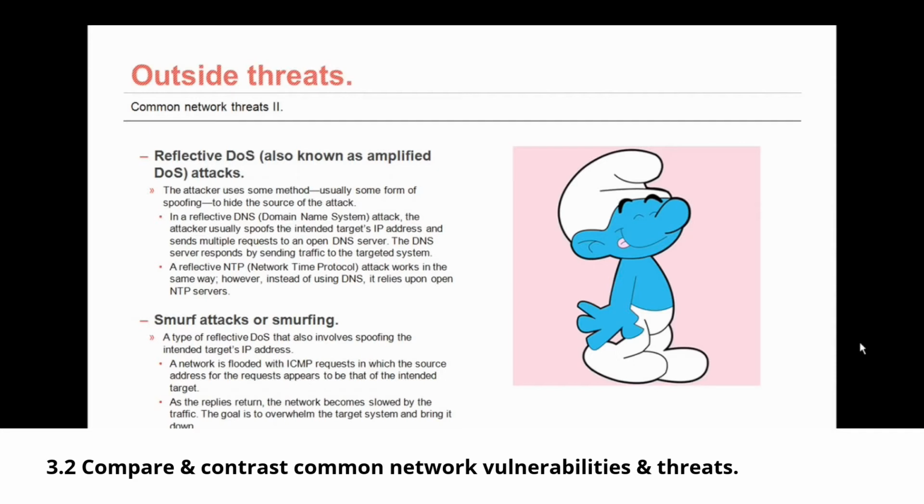Not very common anymore, but you still need to know about it, are the Smurf attacks, also known as Smurfing. It's a type of reflective denial of service attack that also involves spoofing the intended target's IP address. A network is flooded with ICMP requests in which the source address for the requests appears to be that of the intended target. As the replies return, the network becomes slowed down by the traffic. The goal is to overwhelm the target system and bring it down.